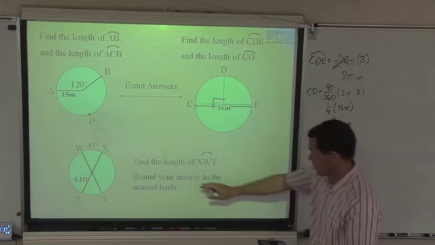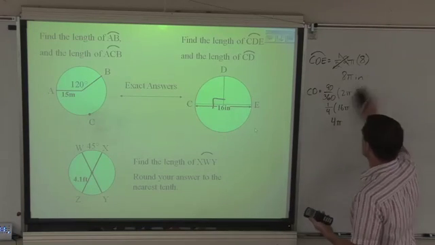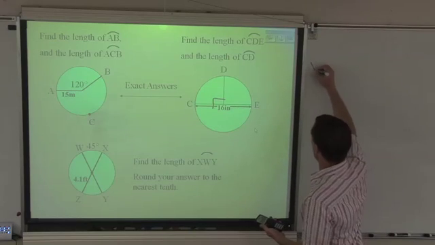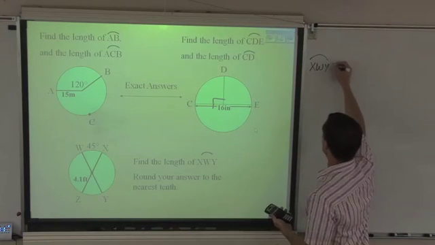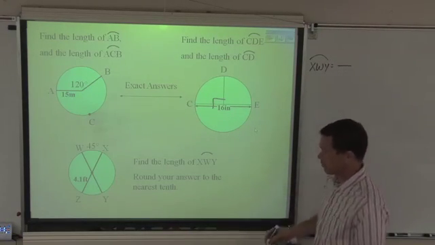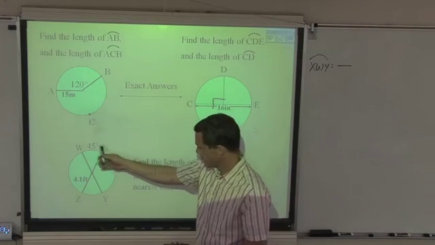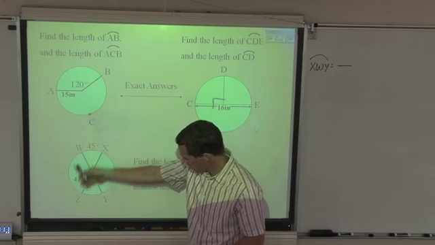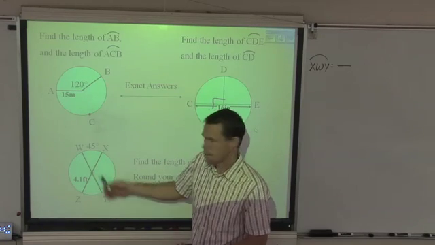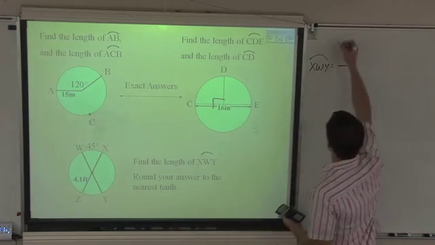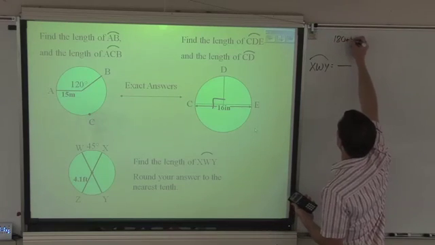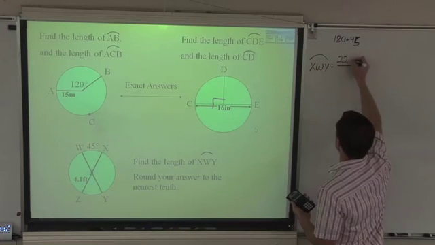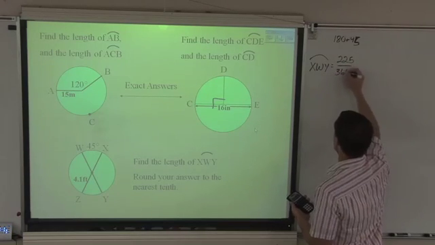Now our last example is going to be round to the nearest 10th. So we're going to take the arc length of XY, XWY. First of all, we need to figure out what fraction out of 360 it is. X to W to Y, well how about WZY is 180 plus 45. So I have 180 plus 45, which ends up equaling 225 over 360.